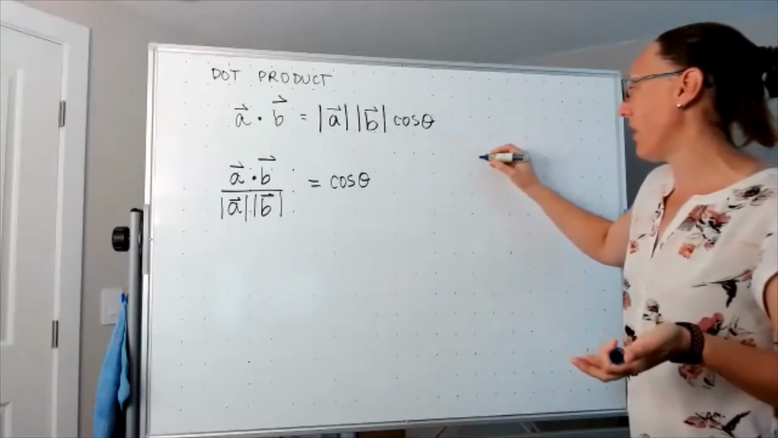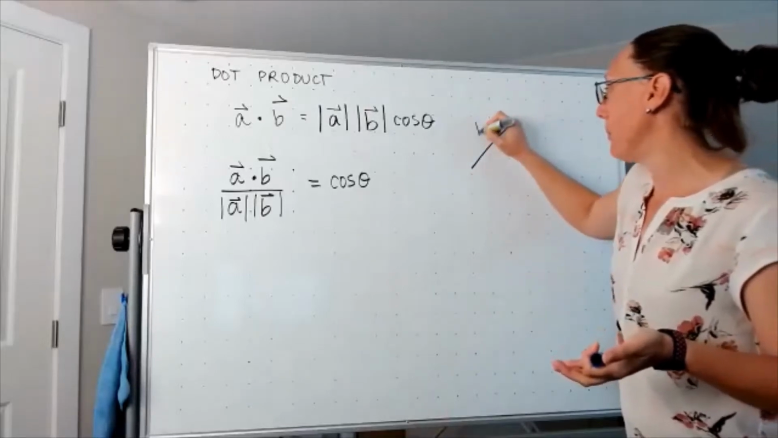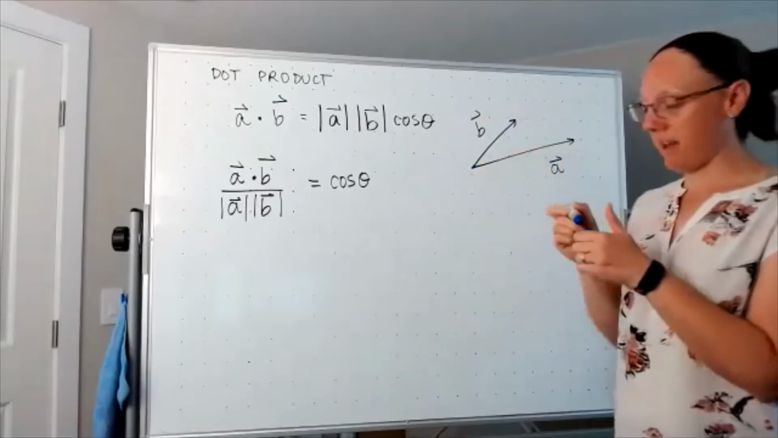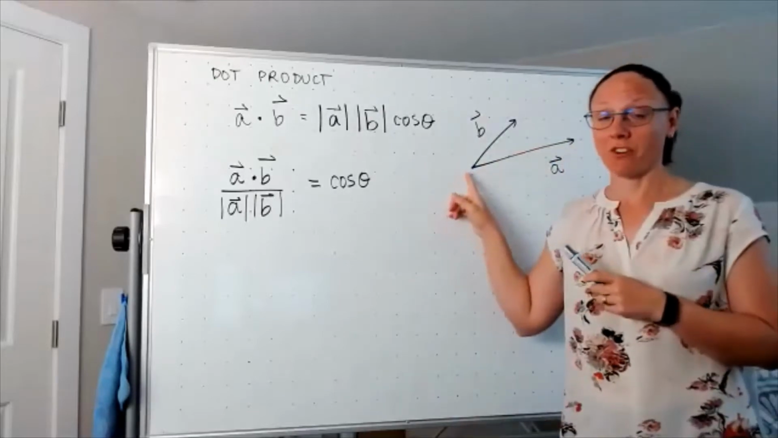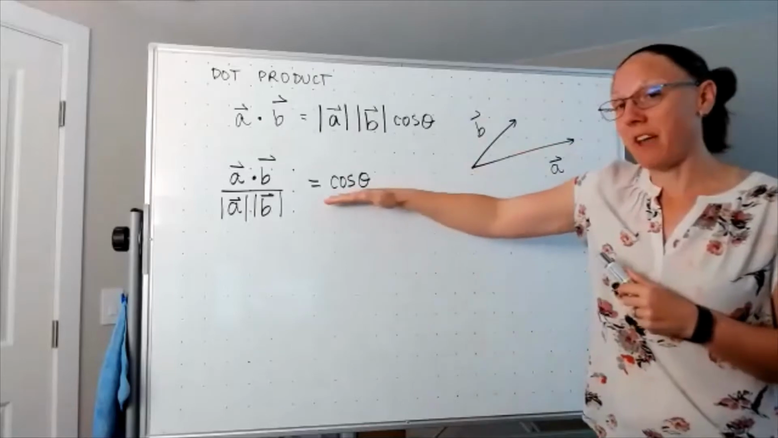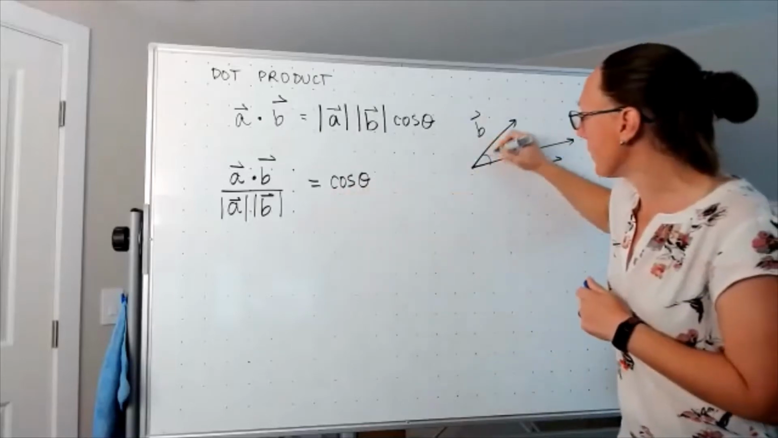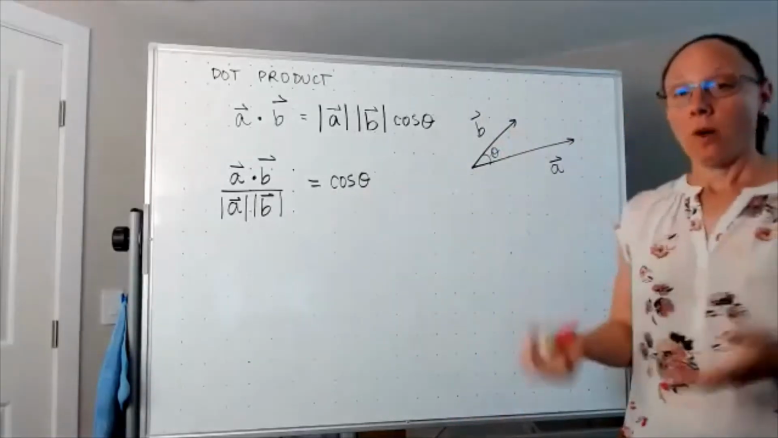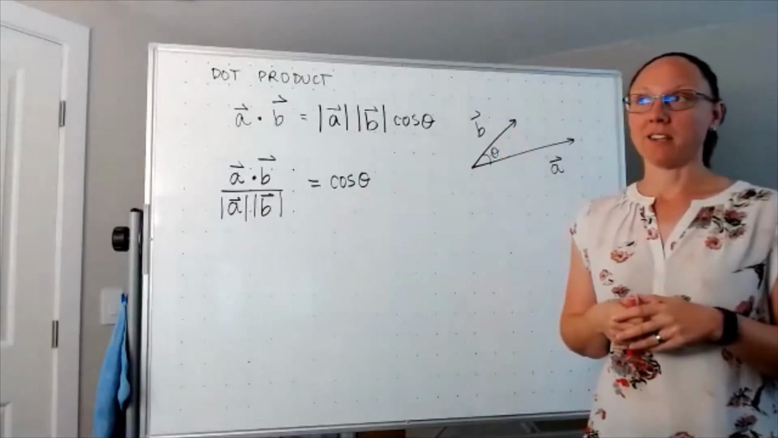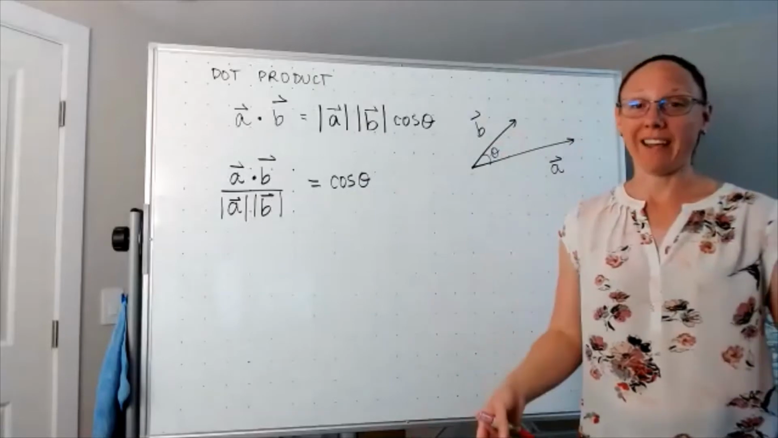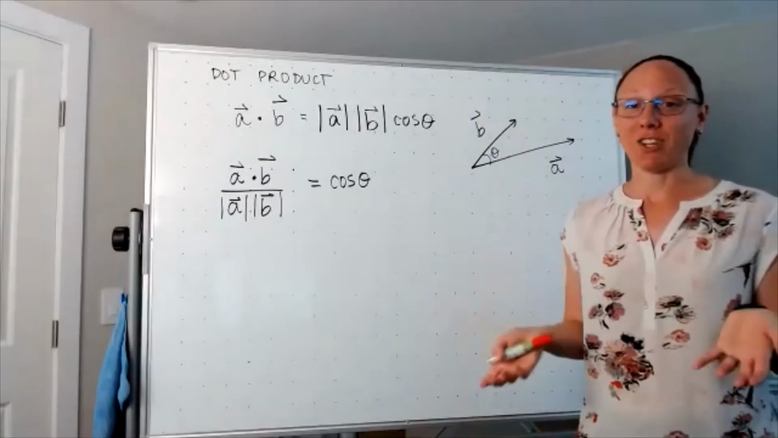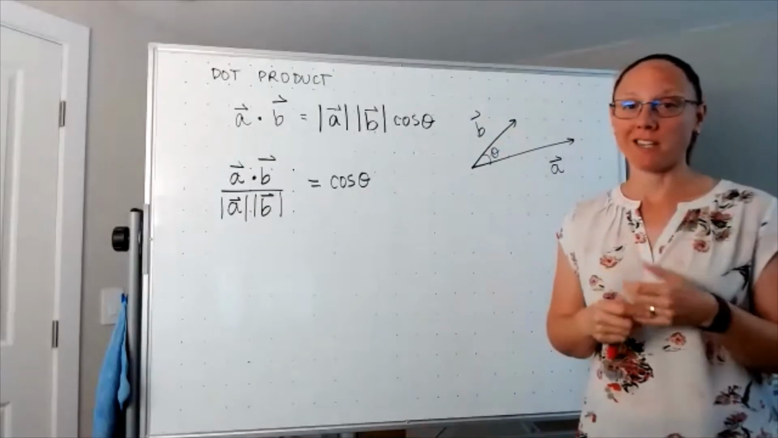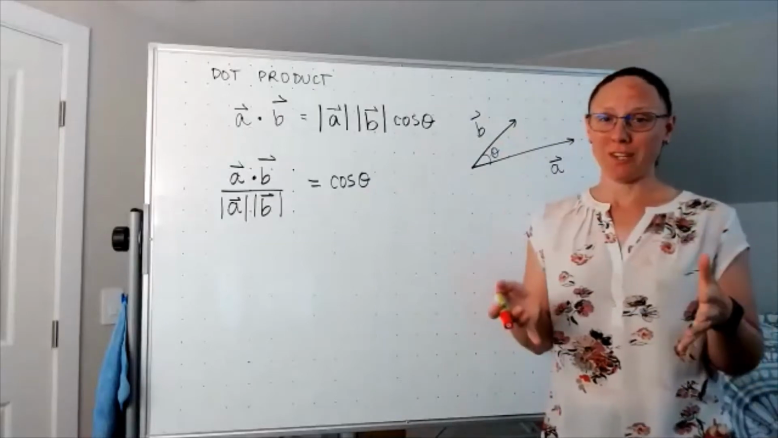If I have a vector B and some other vector A, and I put them so that their tails are together, then the theta in this equation is living right here. One of the things that is used a whole lot in physics is actually these vector projections. And it comes up when we're talking about forces all the time.